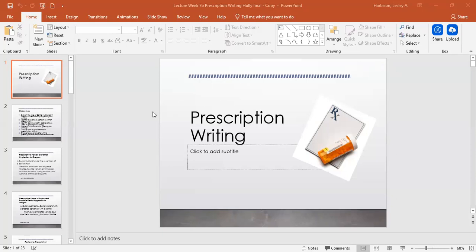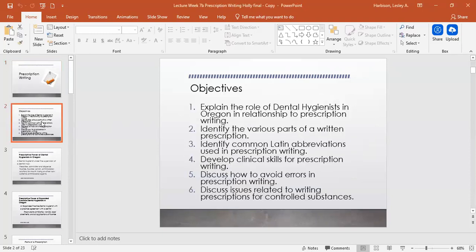This is prescription writing, and there seem to be an awful lot of objectives for this. Explain the role of dental hygienists in Oregon in relationship to prescription writing. Identify the various parts of a written prescription. Identify common Latin abbreviations used in prescription writing. Develop clinical skills for prescription writing, and discuss how to avoid errors in prescription writing and discuss issues related to writing prescriptions for controlled substances.